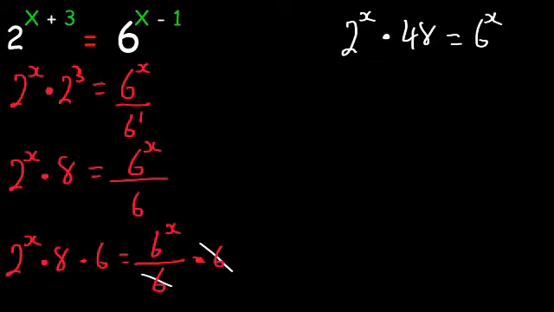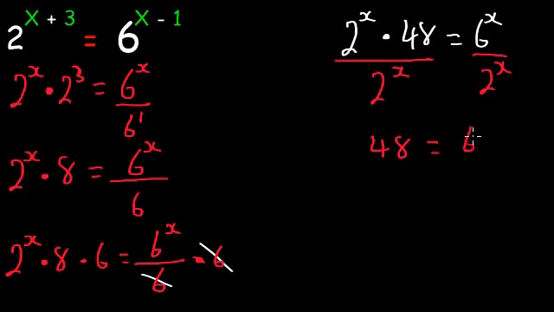So what I would love to do right now is just to have constants at one side and variables at one side. So to do that, I'm going to divide both sides by 2 raised to the power of x, and now I can have 48 to be equal to 6 raised to the power of x divided by 2 raised to the power of x.